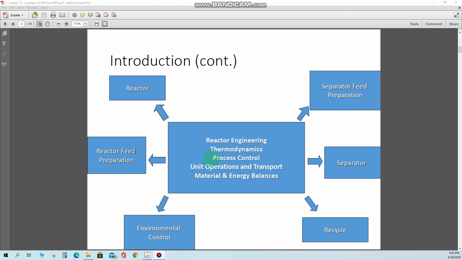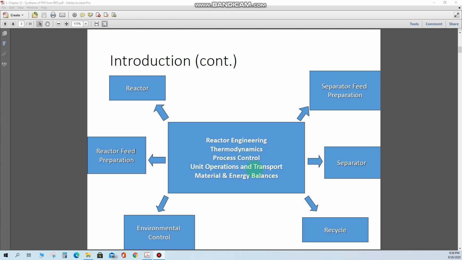Then you can study process control. When you have some chemical process or you have designed any process, then you have to operate that process without any problem. So in that case, you have to study the controllers and the different kinds of instruments that we can attach to those equipments to control the process.